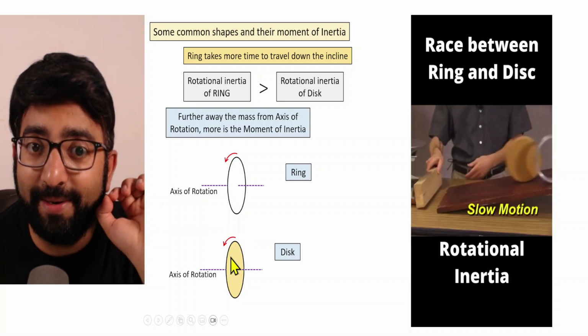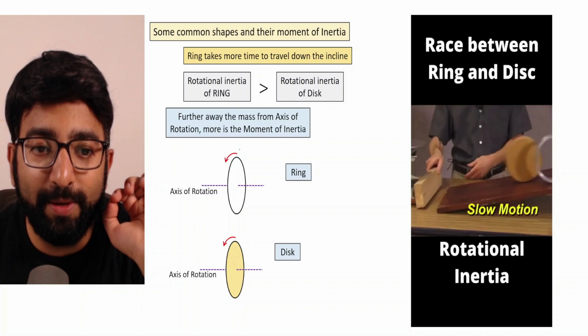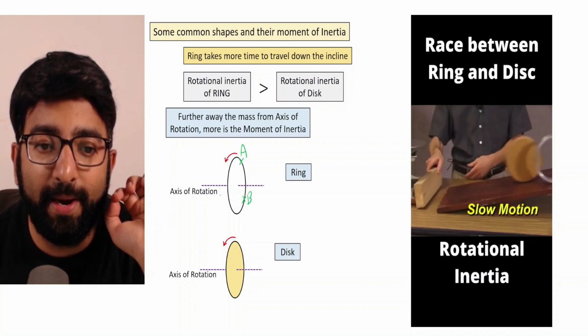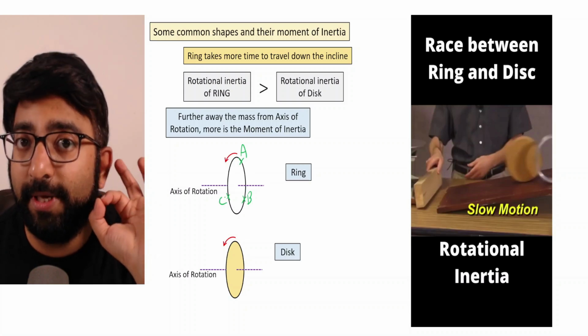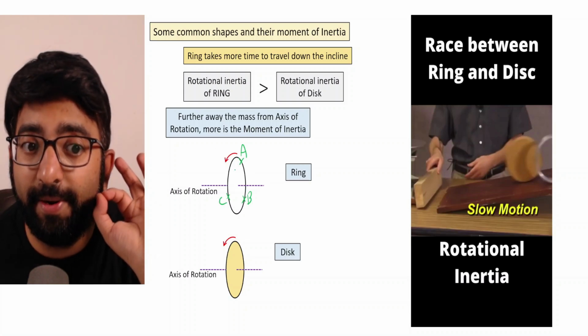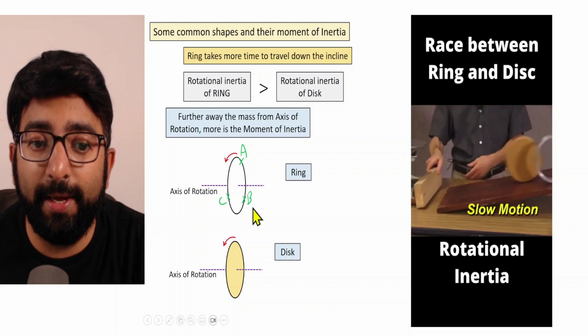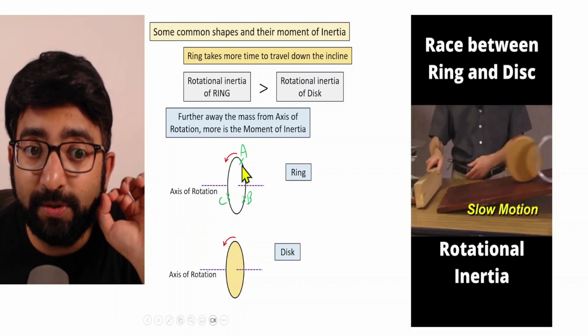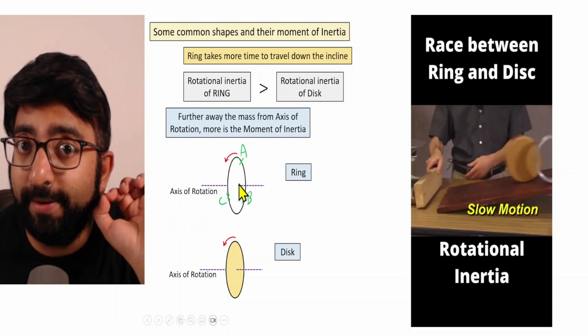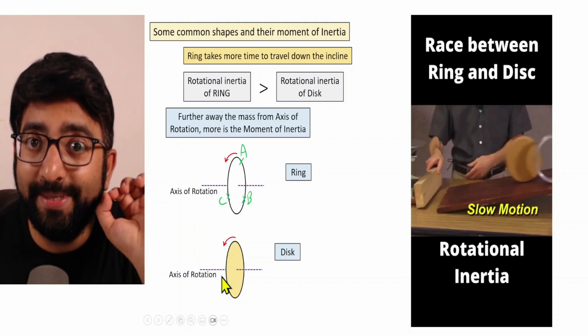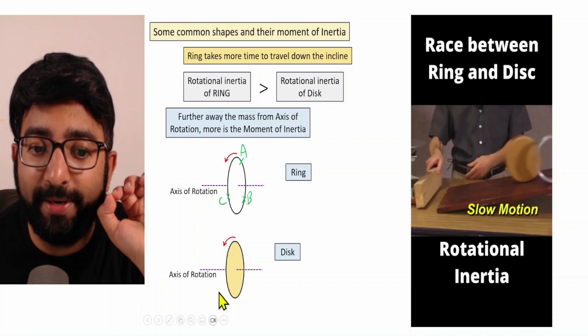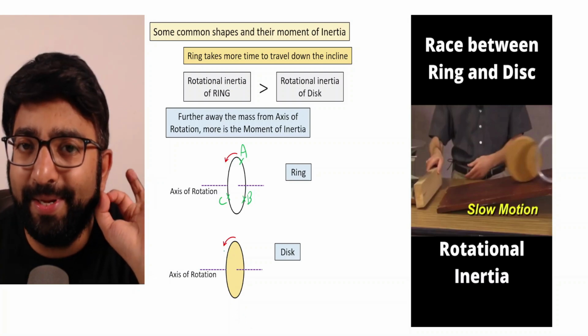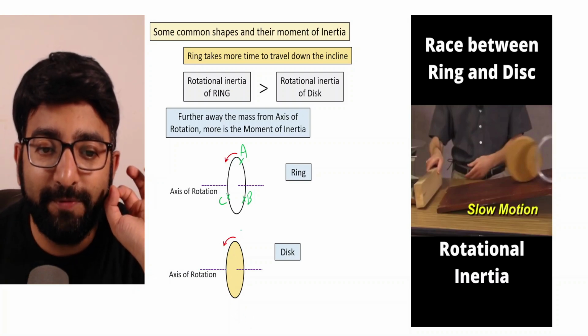Now, what do I mean by that? Let me explain. Let us label some points: point A, point B, and point C. Just for the sake of explanation, imagine the ring has only three particles, A, B, and C. Now, the distance of each of these particles from the center is equal, and that is equal to the radius of the ring. Now, similarly, let us label three points in the disk. So, we are assuming there are only three particles in the ring as well as the disk.